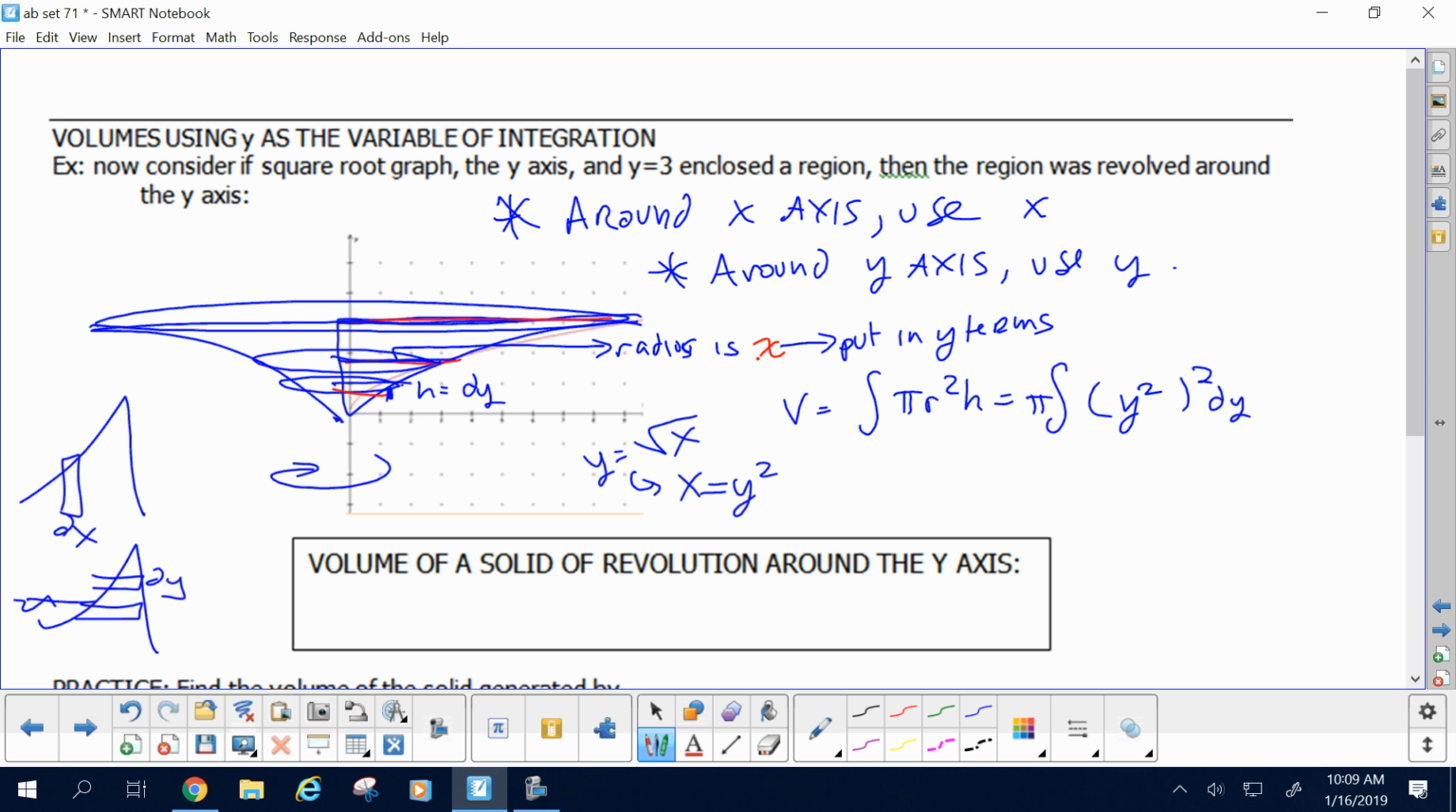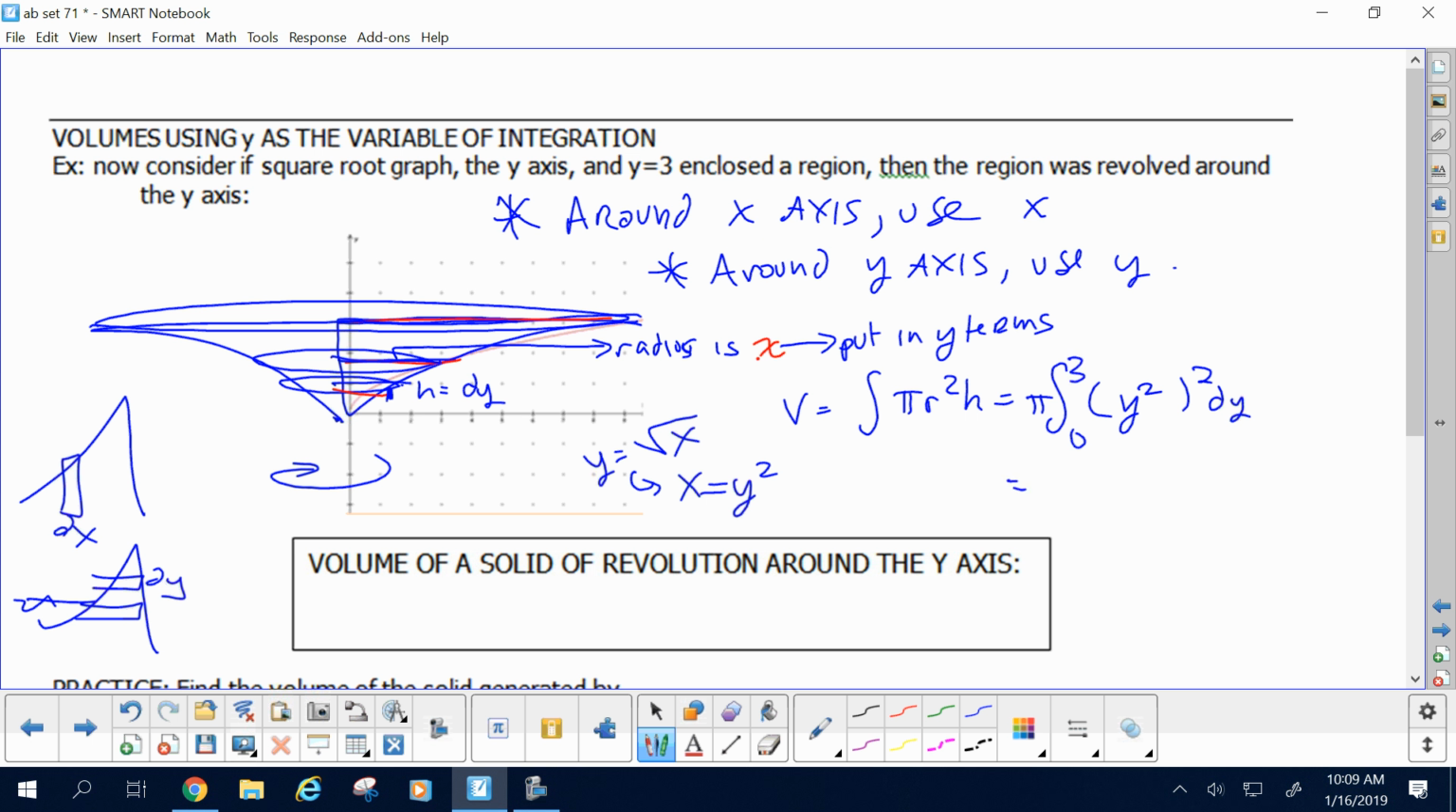Last but not least, be careful with the limits. Are they going to be x values or y values? They have to be y values. So should it be 0 to 9? No, it should be 0 to 3.